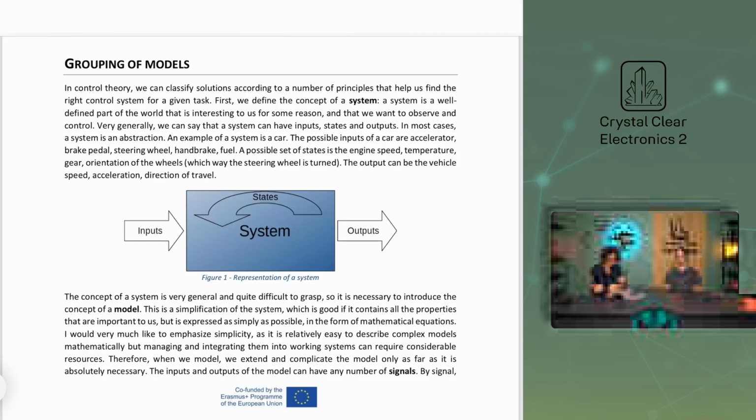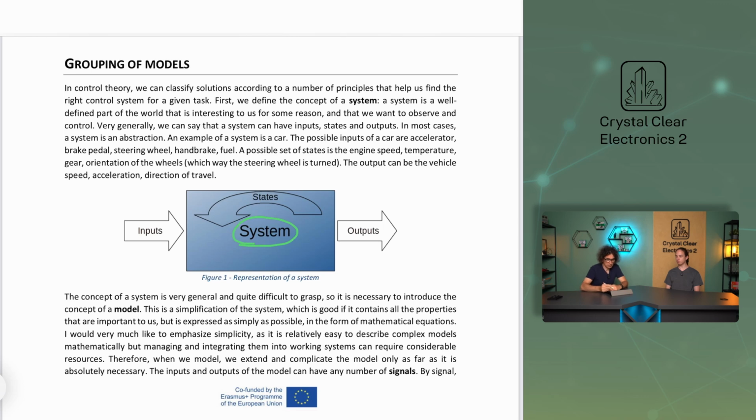Let's start by learning a few terms to describe control systems. In control theory, we can classify solutions according to a number of principles that help us find the control for a given task. First, we define the concept of a system, for which we have a figure. The system is a well-defined part of the world that is interesting to us for some reason. This is why we want to observe and control it.